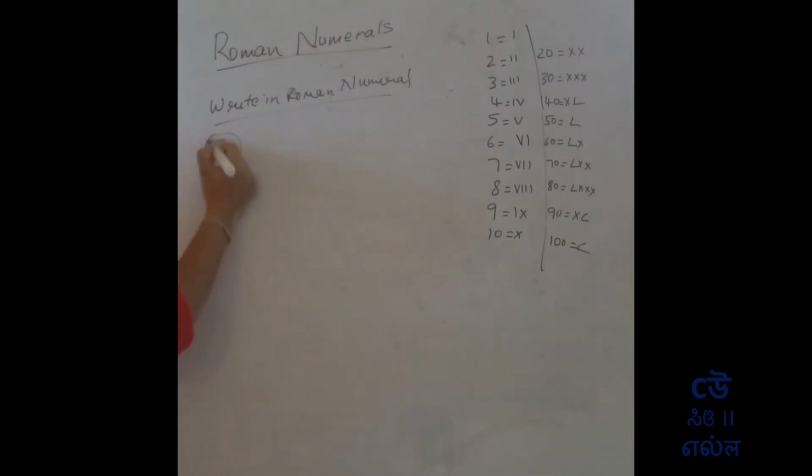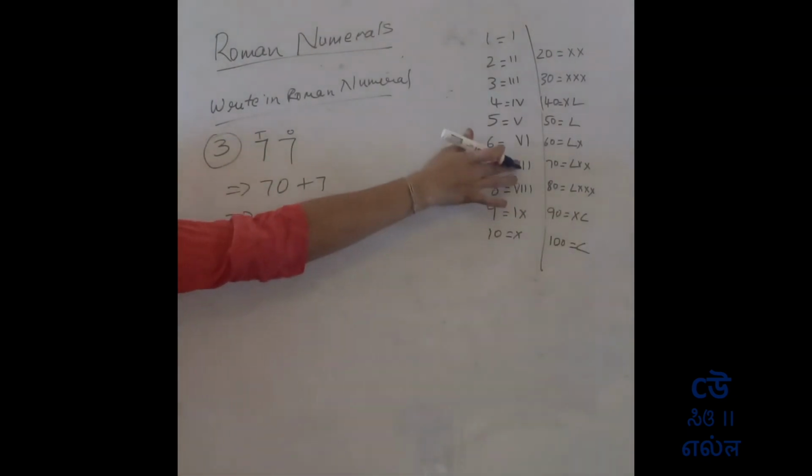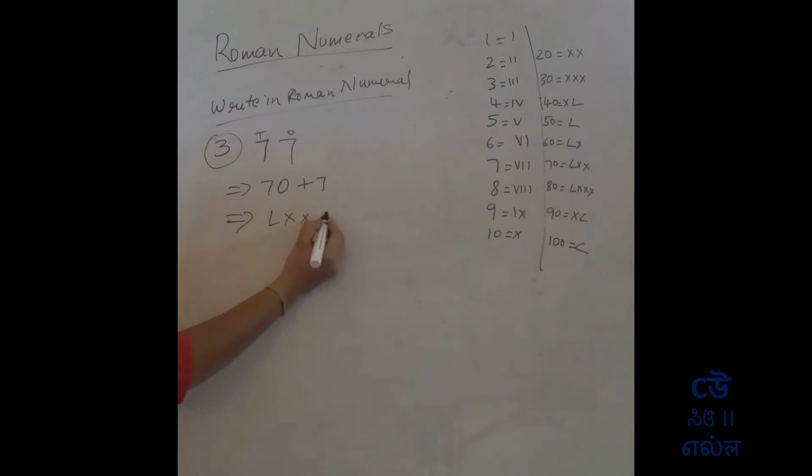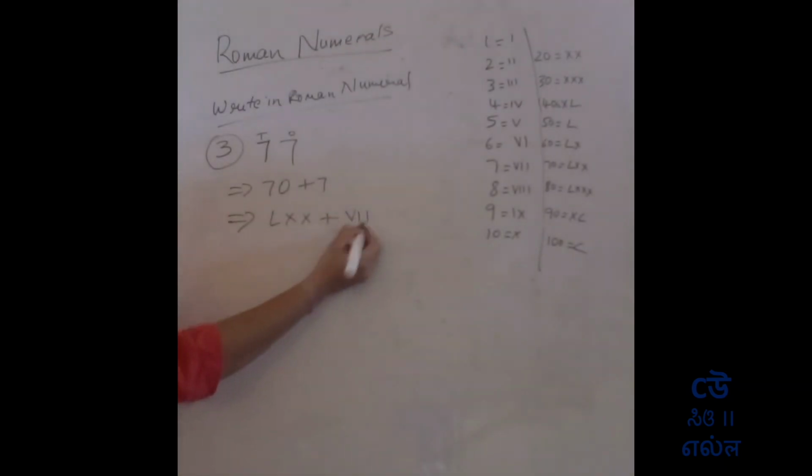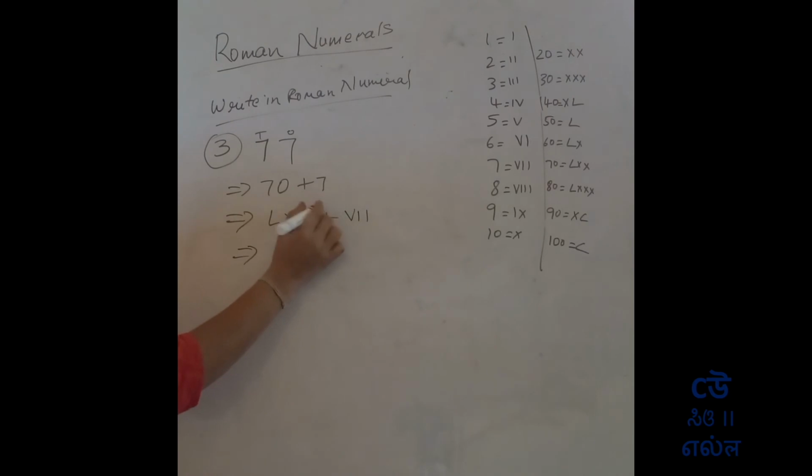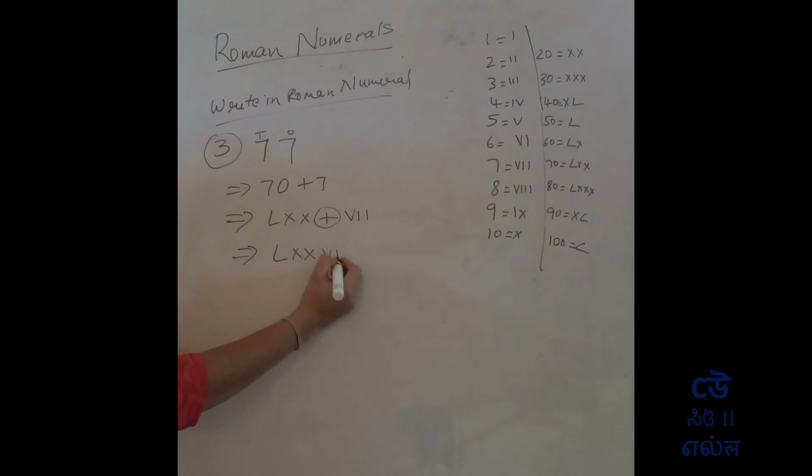Third example I'll take as 77. So we have ones place and tens place. The tens place number I will write as 70. Then 7 you will write. So 70, how will you write? 70 is LXX. Then 7 is what? VII. So if you combine this, leave the plus, and write whatever is there: LXX is there, then VII is there. This is the answer. Okay.